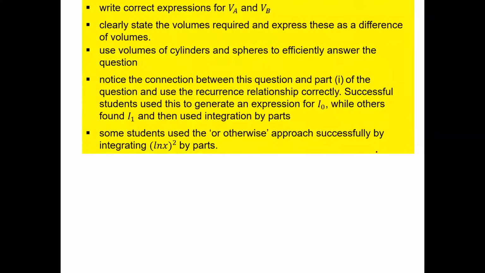Better response: write correct expressions for VA and VB. Clearly state the volumes required and express these as the difference of volumes. Use volumes of cylinder and sphere to efficiently answer the question. Notice the connection between this question and part 1, and use the recurrence relationship correctly.